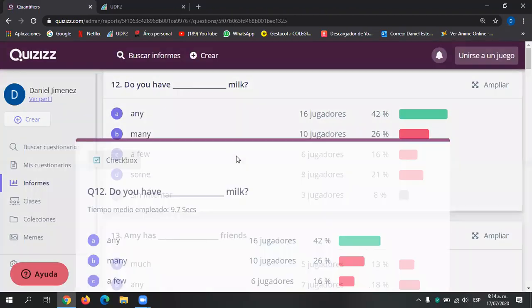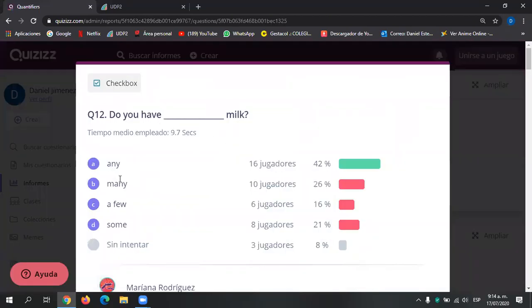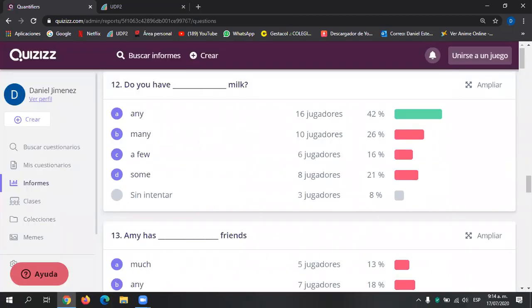Next one. Do you have any milk? ¿Tienes algo de leche? Do you have any milk? No usamos many porque many es para contables. No usamos few porque es para positivas y no usamos some porque es para positivos.